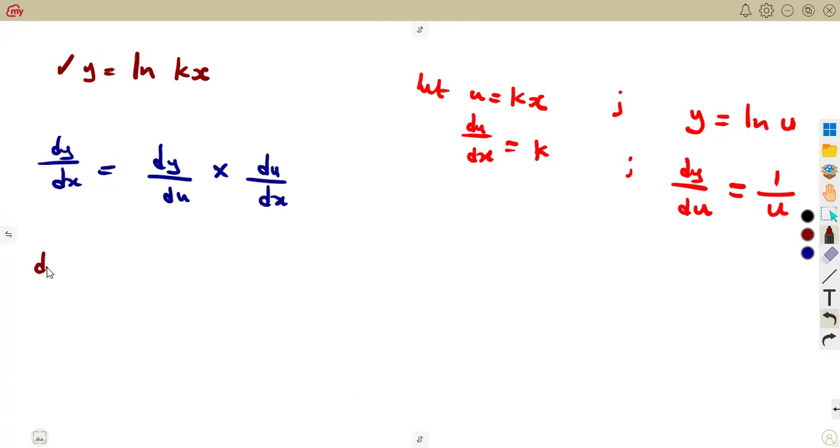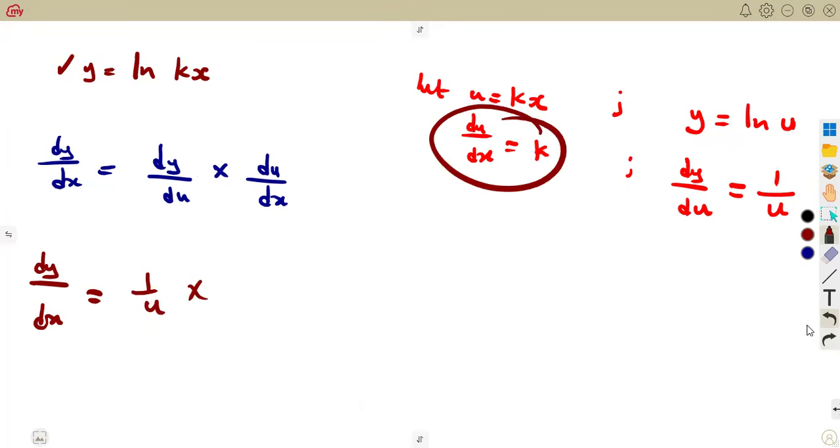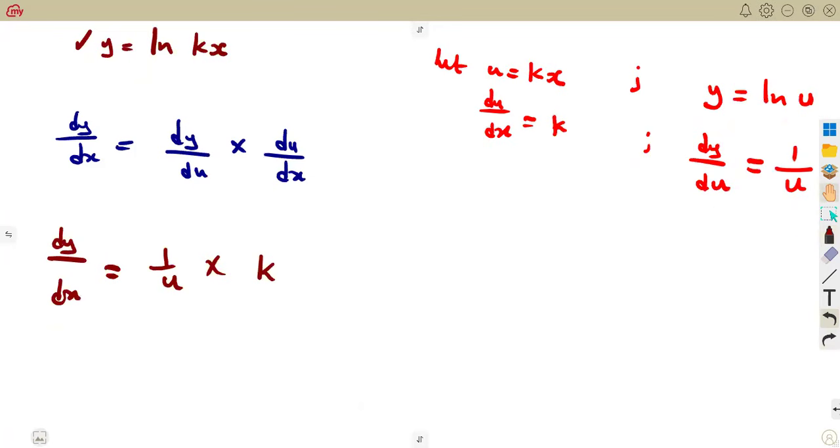So the derivative of y with respect to x was going to be what? dy du, here, that is 1 over u times du dx. This is our du dx, which is k. So we have this k, the same as k over 1. So it was supposed to be like k over u. But can we write our answer like k over u, guys?